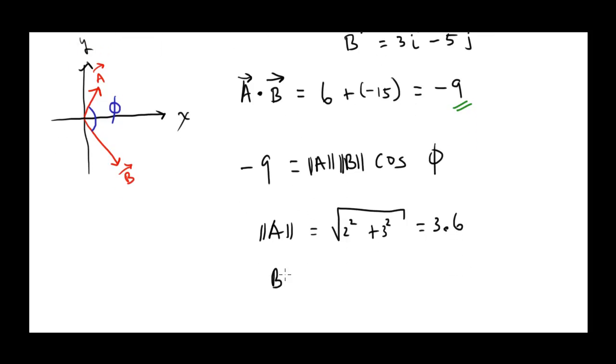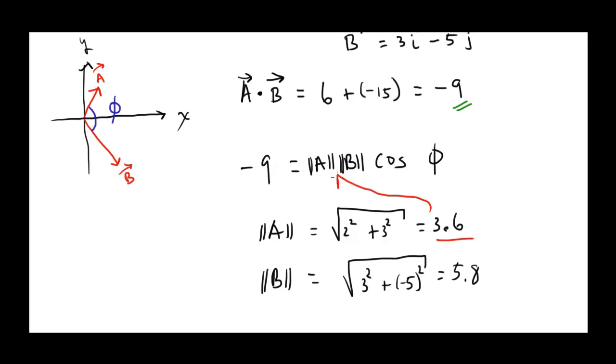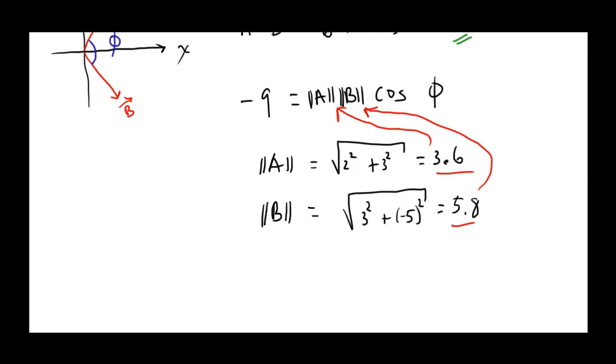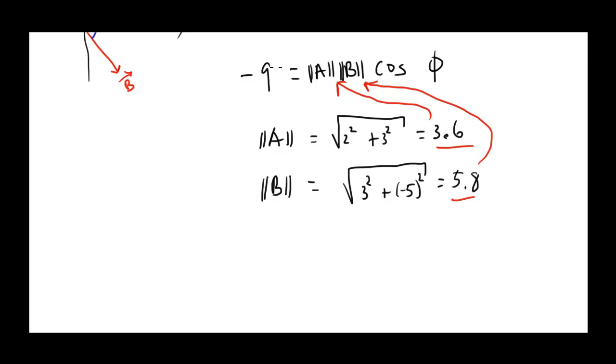Magnitude of B, that's the square root of 3 squared plus negative 5 squared, and that's going to give me 5.8. So now I can go ahead here and put 3.6 in right up there. I can put my 5.8 in for B there, and I'm almost done. Let me just give myself a little bit more room here.